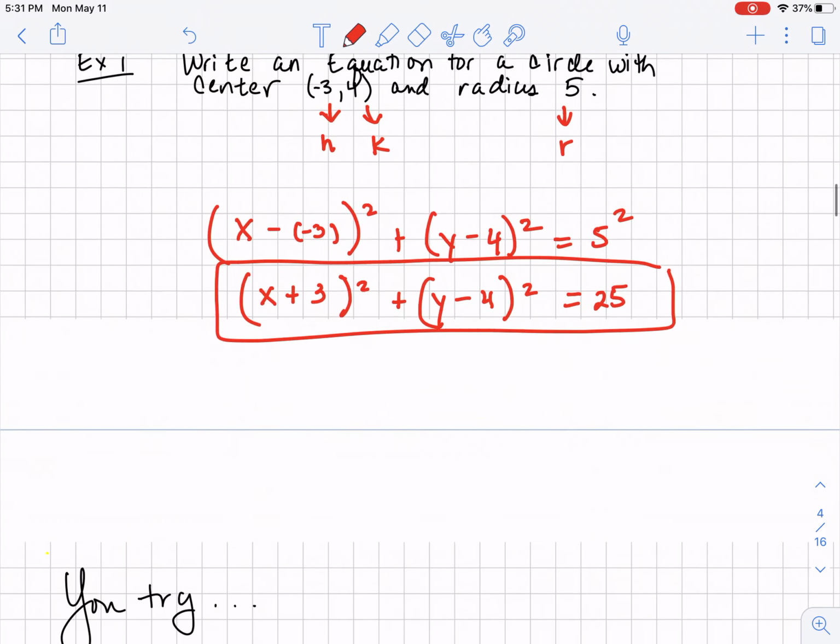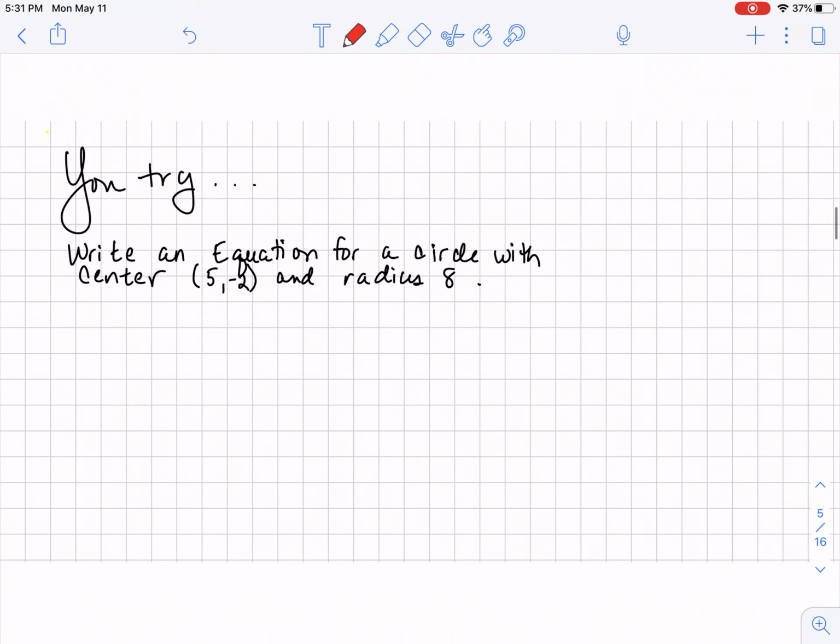All right, I want you to try it. So you can pause the video and give it a shot. Okay, coming back, let's write the equation. This should be (x minus 5) squared plus (y minus -2), or (y plus 2), squared is equal to 8 squared, which is 64.